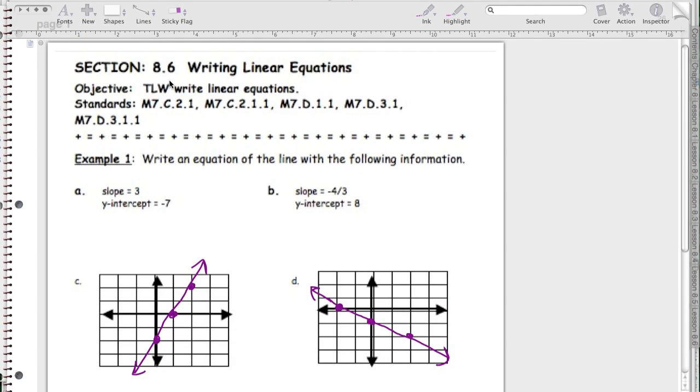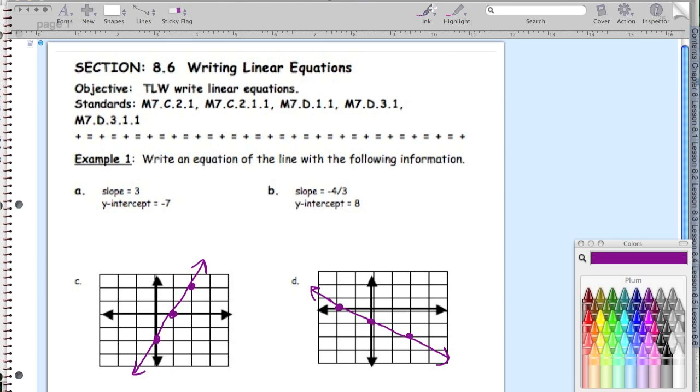Okay, lesson 8.6, writing linear equations. Now in this lesson, they're going to ask us to write linear equations keeping in mind the form, which is y equals mx plus b that we learned in last lesson. And here they're going to give us the information, we're going to write the equation. Rather than them giving us the equation, we write the information.